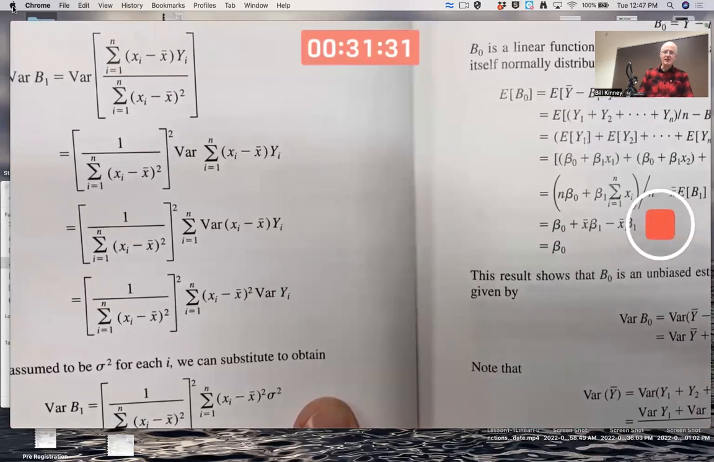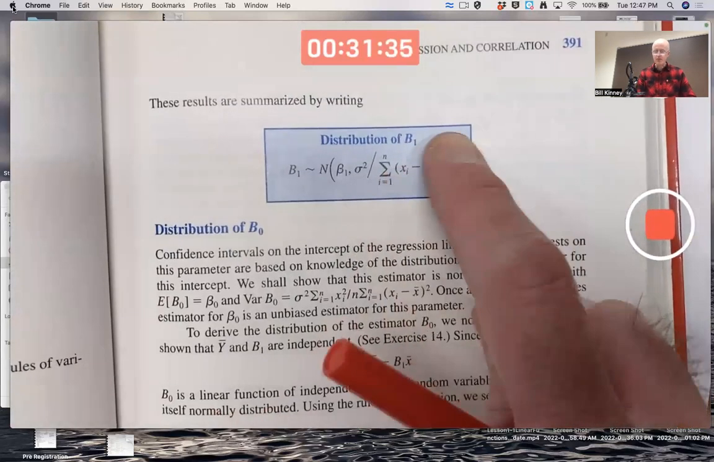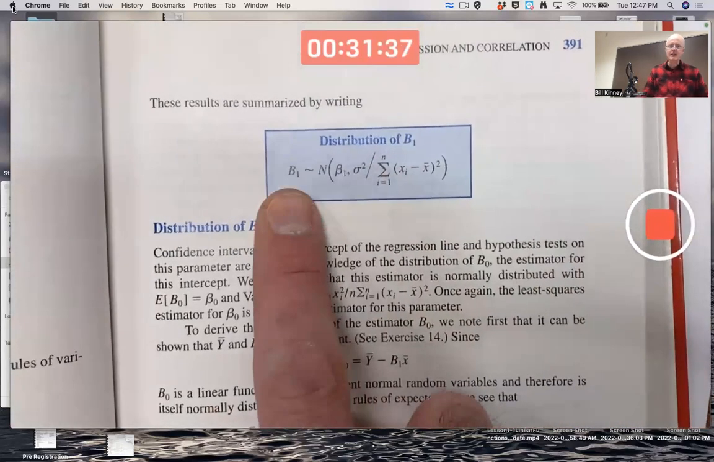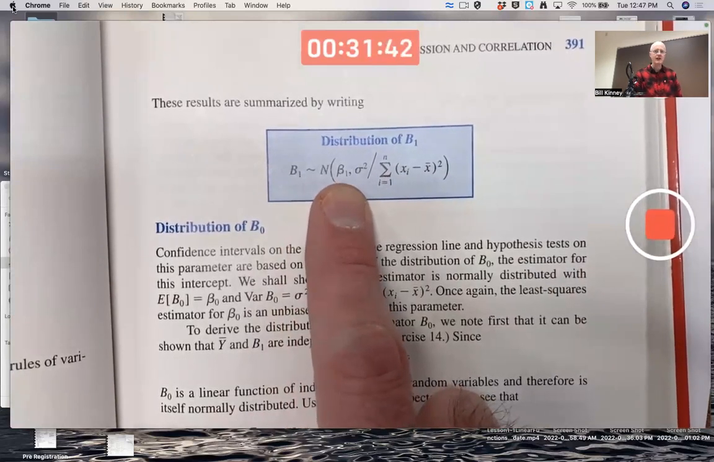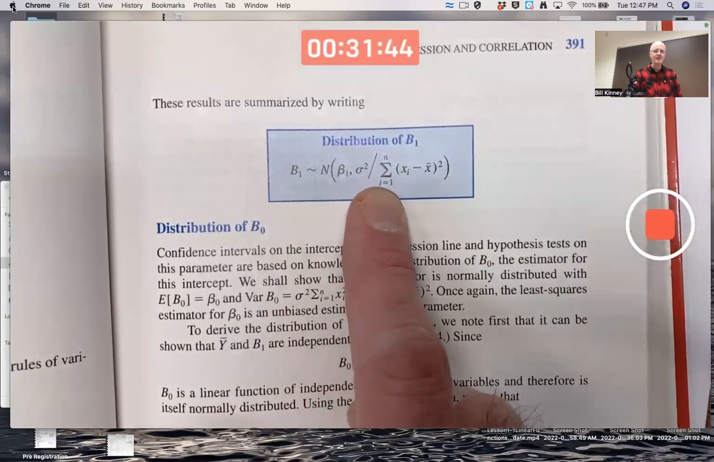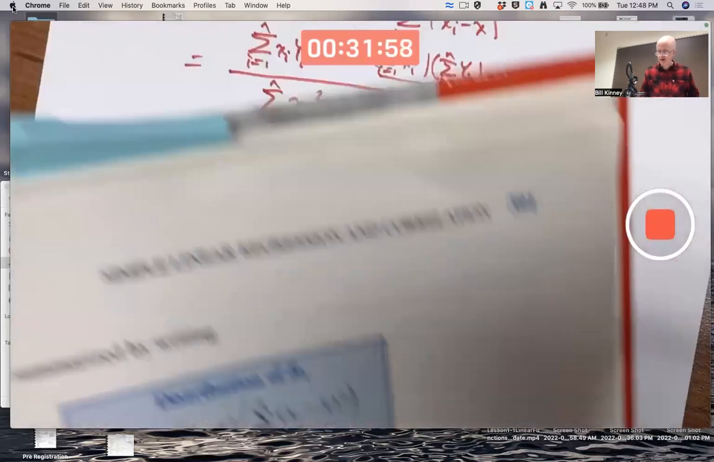To ultimately get to this box right here. Distribution of capital B1. Capital B1 is normal with mean beta 1 and variance sigma squared divided by that summation. And that summation, by the way, is none other than SSXX. I'll write it that way on the paper here.